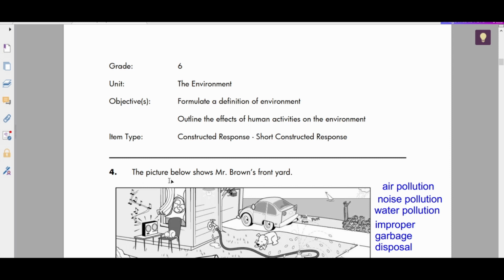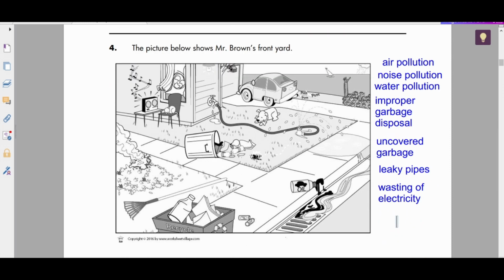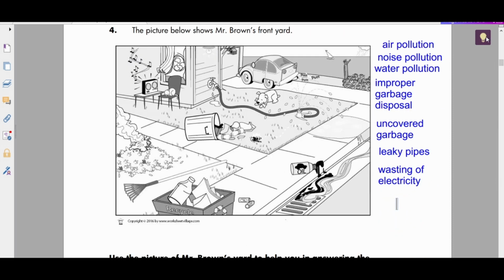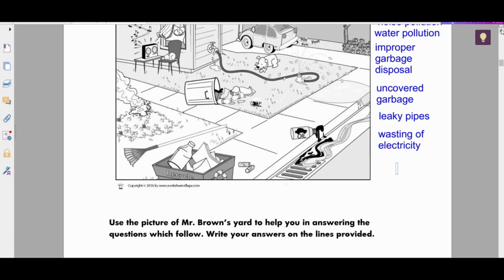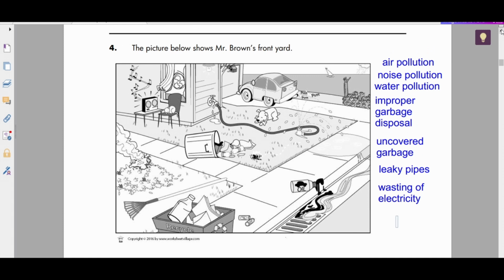Now it says the picture below shows Mr. Brown's front yard. So here we have the front yard, and the instruction says use the picture of Mr. Brown's yard to help you in answering the questions which follow, and write your answers on the lines provided. I'm not going to tell you what those are yet. But let's look at it and see some of the environmental issues that we can see here.